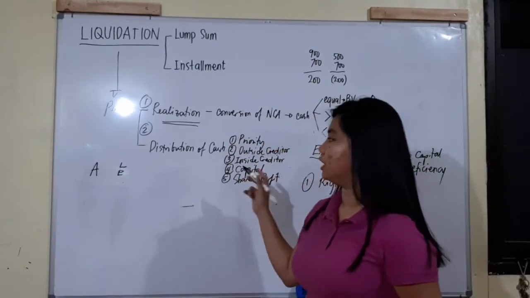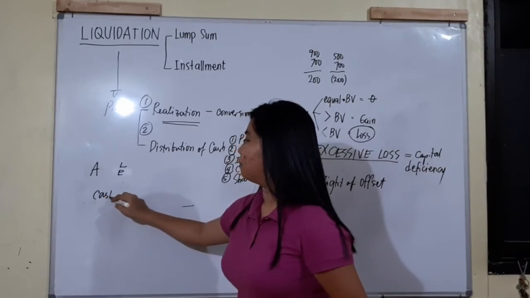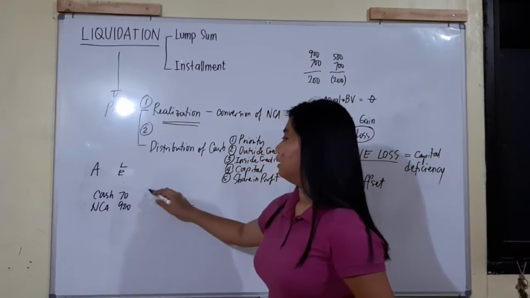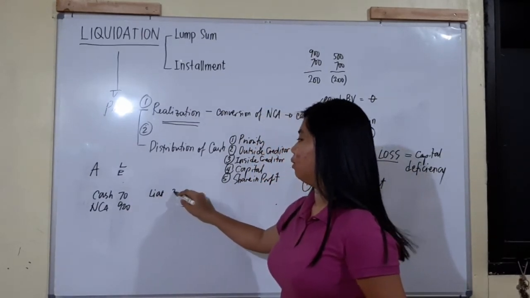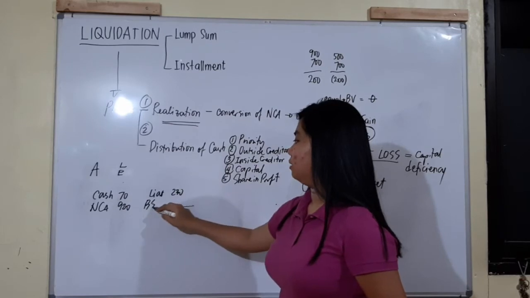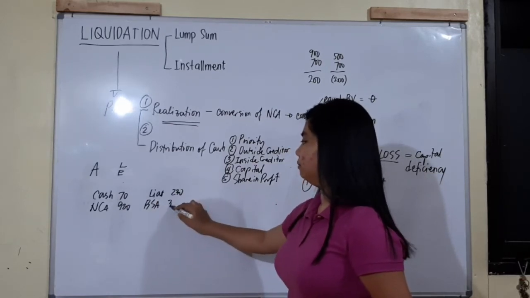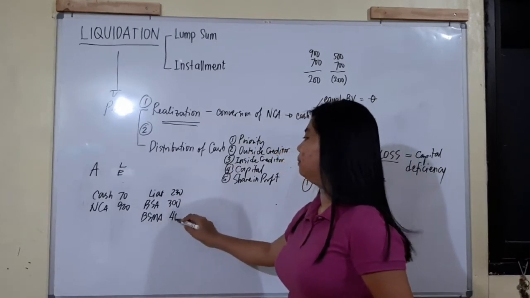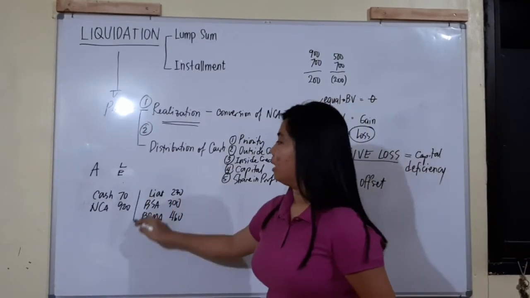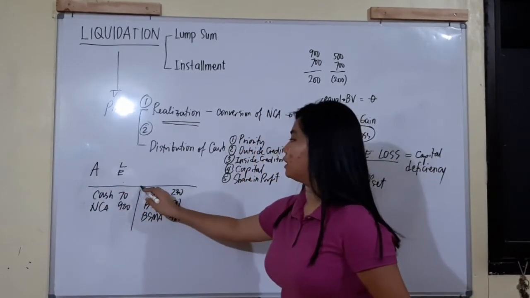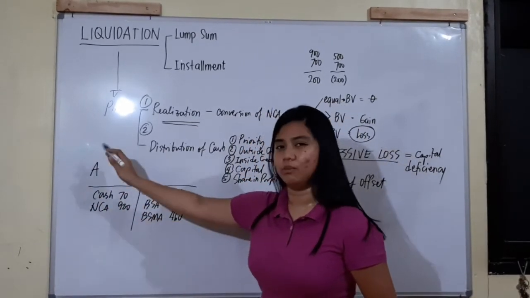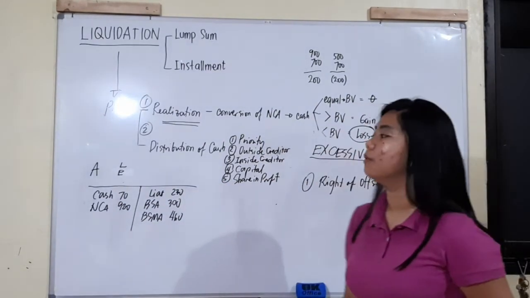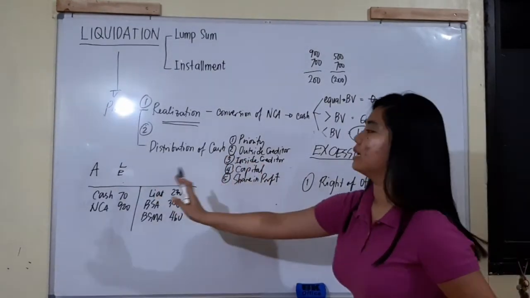Parang yan, kung i-arrange natin yung kanina, cash of 70, non-cash asset of 920, then nandito na yung liabilities of 230, BSA capital of 300, and BSMA capital of 460. Ibig sabihin, account form, kung nakalagay siya sa T-account, ito ang asset with the normal side of debit, ito ang ating liabilities and equity with the normal side of credit. Okay, nasa left, nasa right.